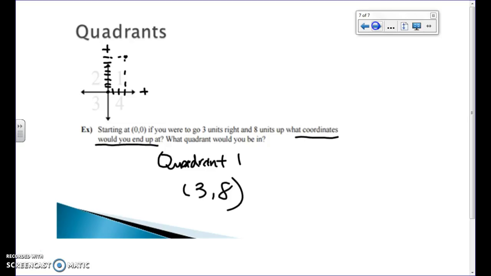All right? So those are some examples of what you might see on your homework. Hopefully you know which quadrants it goes in, 1, 2, 3, 4, in counterclockwise position, as well as how to label coordinates and that they are in the order of x and then y.